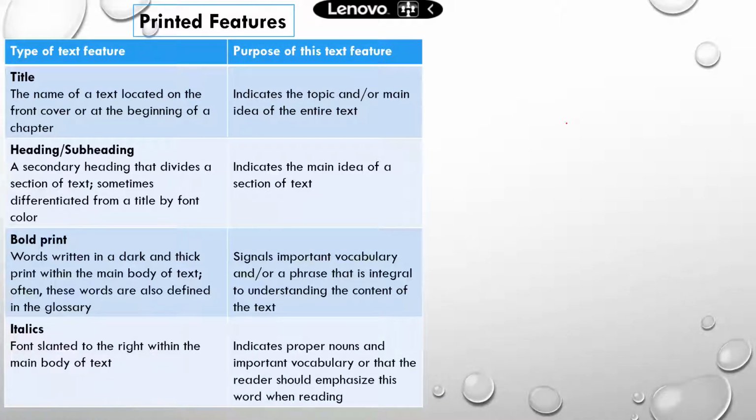The headings and subheadings are secondary headings that divide a section of a text, right? This is for providing a clear organizational structure of the article, sometimes differentiated from a title by font color. So the headings and subheadings normally indicate the main idea of a section of a text, right? Once you divide the article into different sections, then you need a heading or subheading for that particular section. What's the main idea? What's the central idea of that section? That's the information you put in the heading and the subheading.